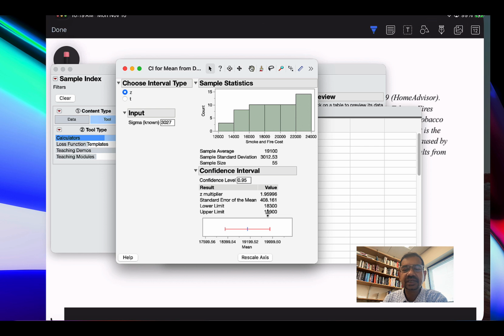It says the lower limit is 18,300. The upper limit is 19,900.